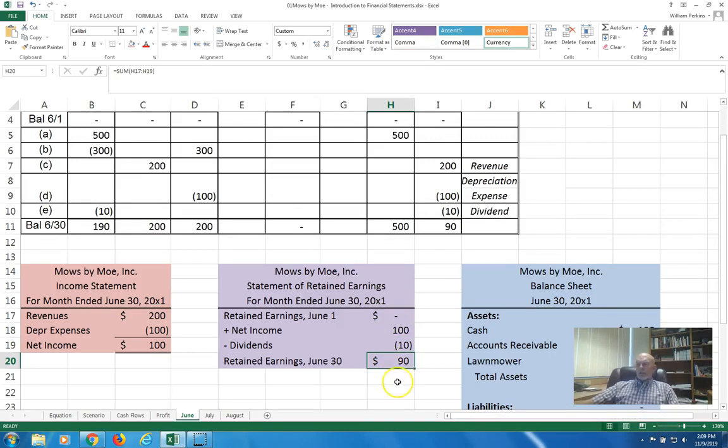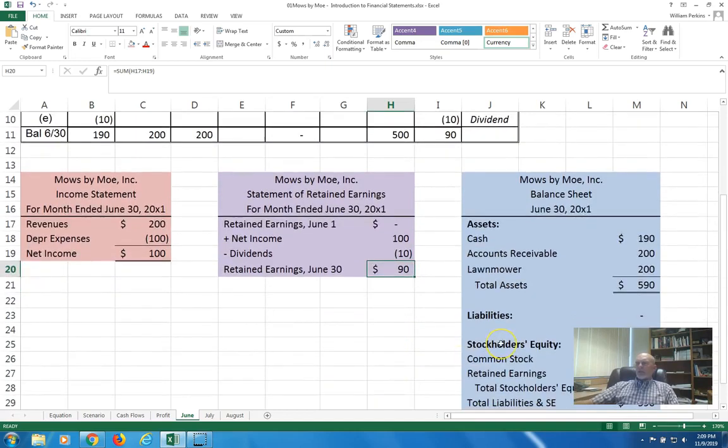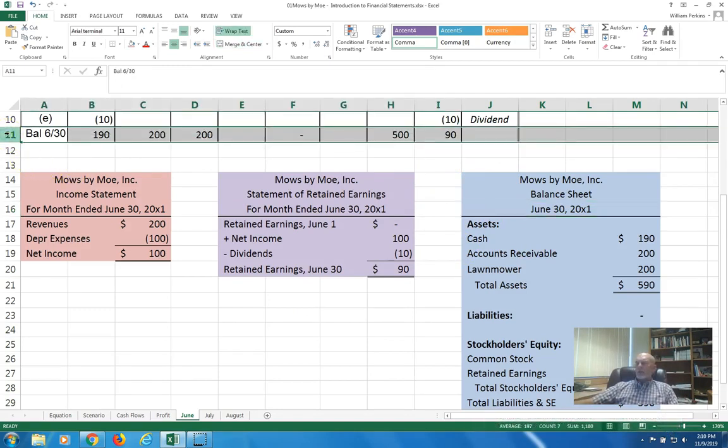And then the final financial statement is called the balance sheet. The balance sheet tells us what is the status of the accounting equation on this particular day. So the balance sheet does not cover a period of time like the other two statements. It just says today. In this case, June 30. This is the status of our accounting equation, and all the numbers on the balance sheet come from the column totals. So we would simply list out the assets, cash, accounts receivable, and the lawnmower.